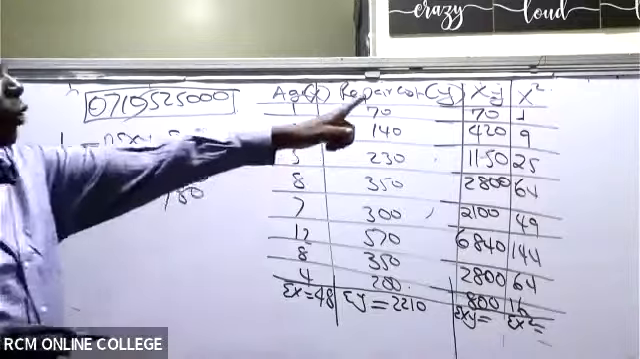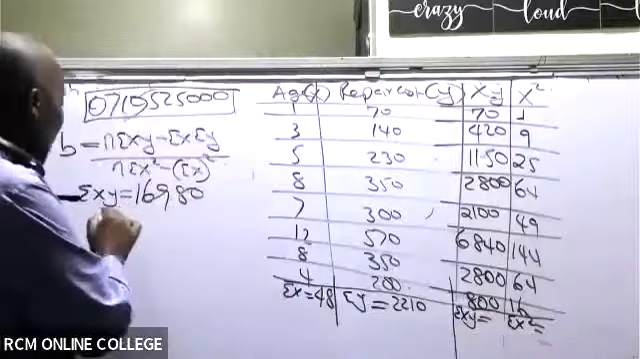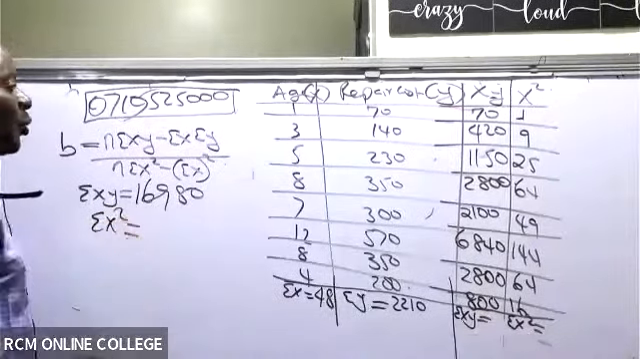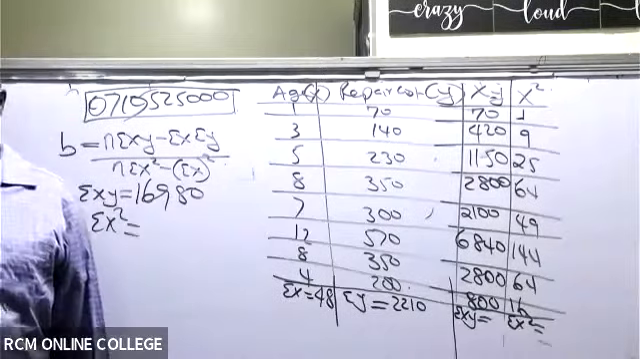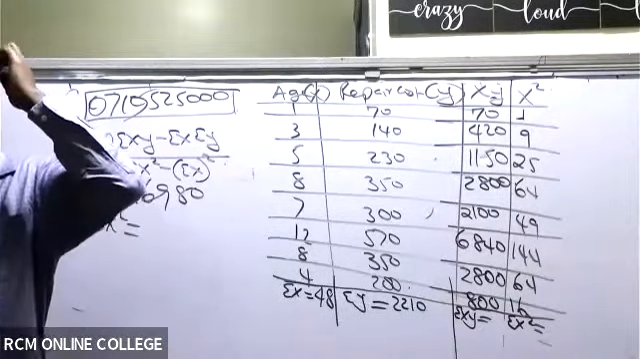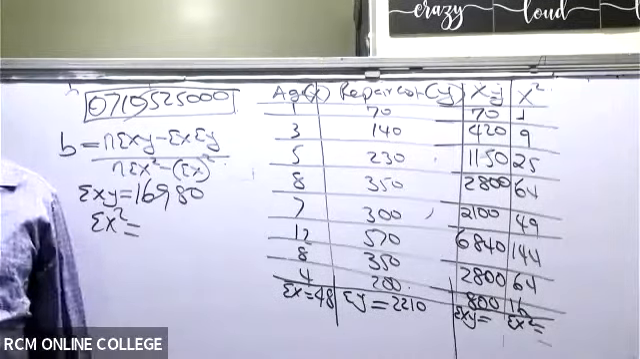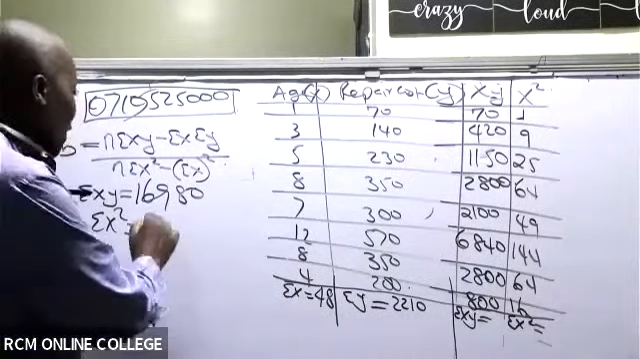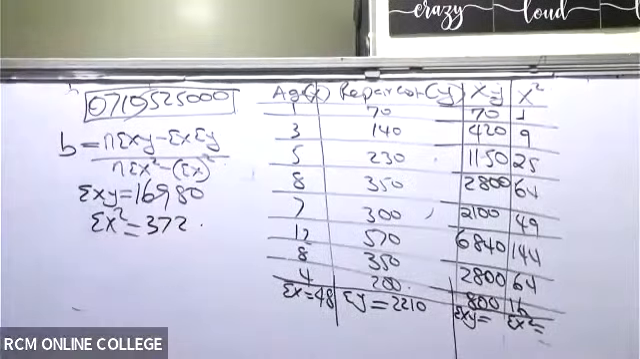And then lastly, we need the summation of x squared. Are you able to give me the answer? That's not a very hard one. That I should be able to get. So according to Kevin, it is 372. We want another student to confirm that this 372 is correct. Someone has confirmed. Thank you so much.